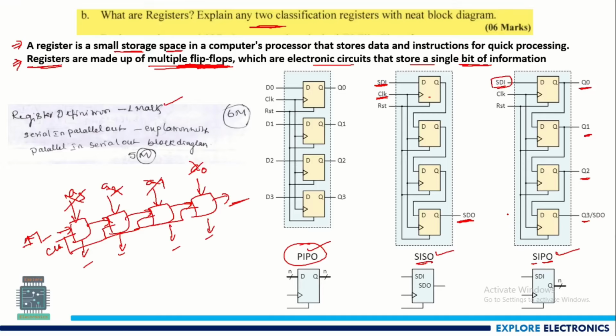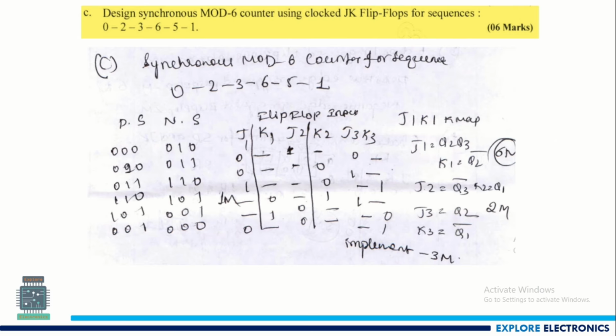So this much you need to explain by taking 2 such examples. Design synchronous mod 6 counter using clocked JK flip-flop for sequences. Here the sequence is given. So the given sequence becomes the present state: 0, 2, 3, 6, then 5, then 1.